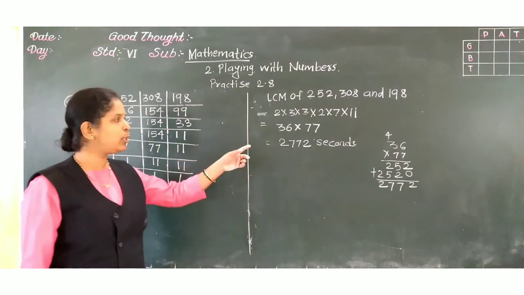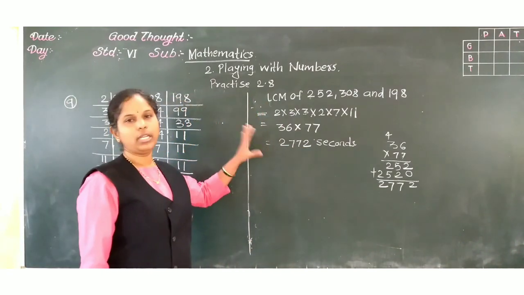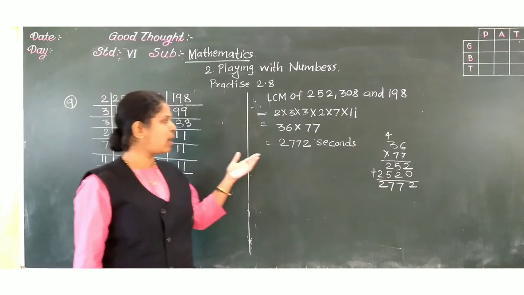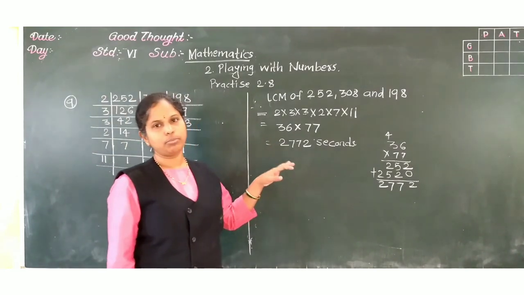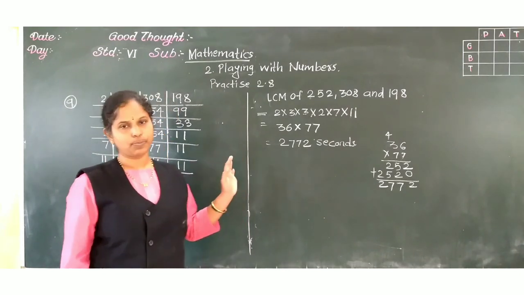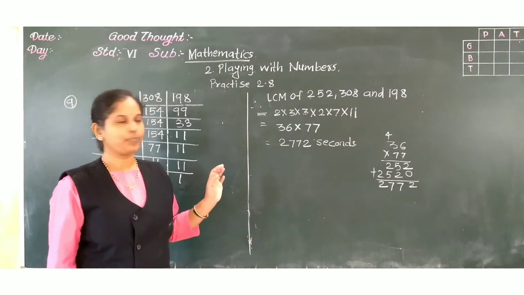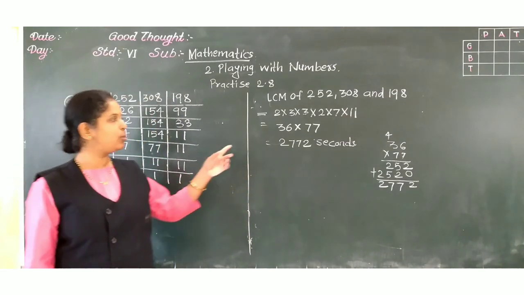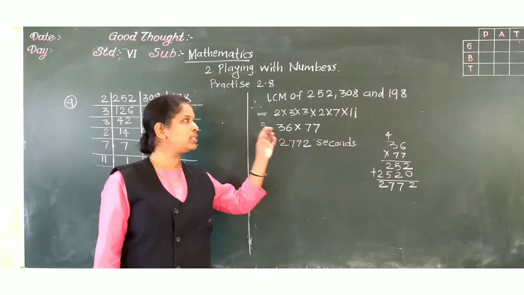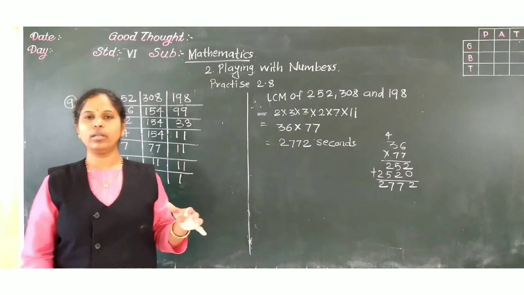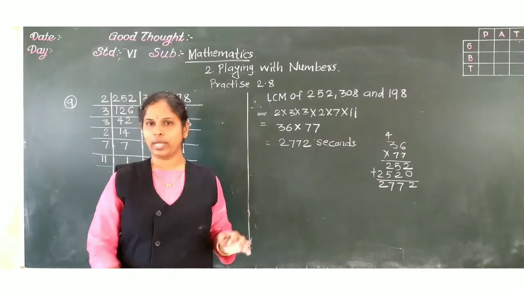At 2772 seconds, they will be running together. Got it? You can convert it into minutes also or hours also. It is up to you. Okay. And the final answer also we have to write. At 2772 seconds, all three will be running together, or while running they will meet together.